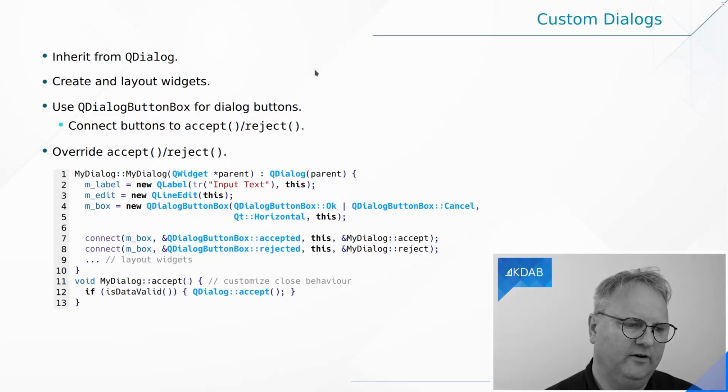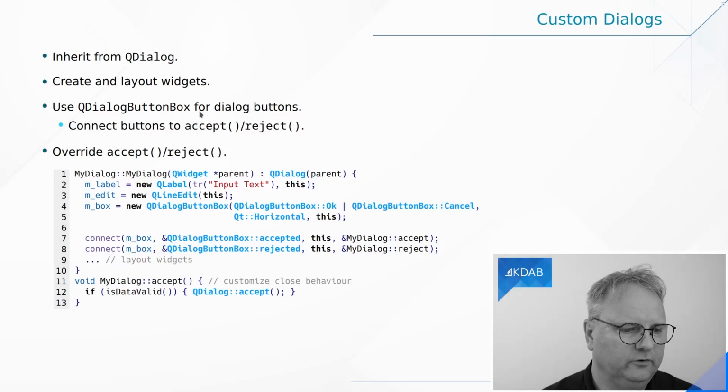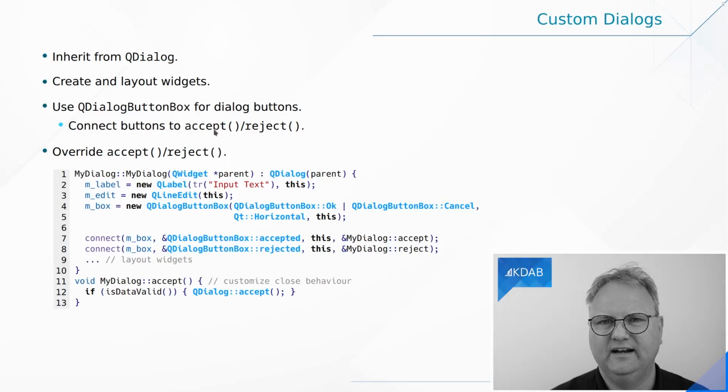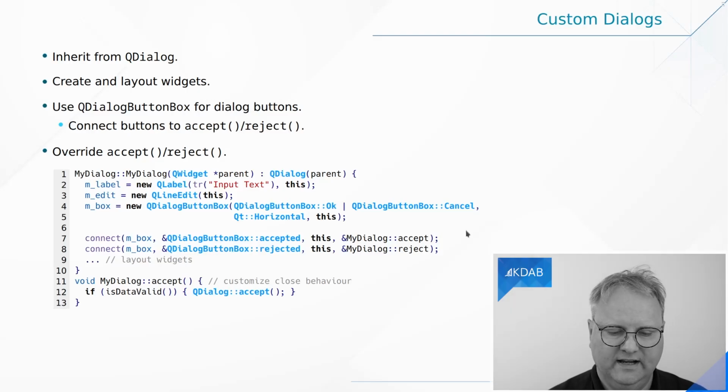What I'm showing you here is really just for you to better understand what Qt Designer does and how you would do it in case you had a very corner case. So what you do is inherit from QDialog. You create your layout and your widgets in the constructor, and you use this QDialogButtonBox, which Qt Designer also does, which is for the OK and Cancel, and its sole purpose is to get the OK and Cancel in the correct order depending on the platform. And then you connect the accept and reject signals to your accept and reject slots in your dialog.